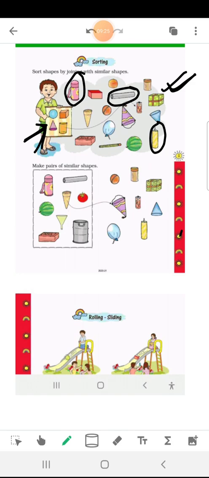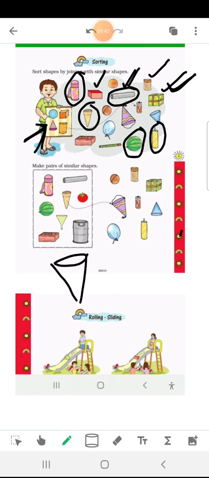Now you see students, you know this is cylindrical. This rolled paper is cylindrical. This tiffin carrier is cylindrical. Then watermelon is round. This box is cube. Now what is this? This one is the new one here. This one is the new one. So this is called cone.